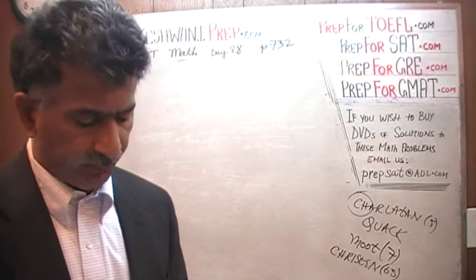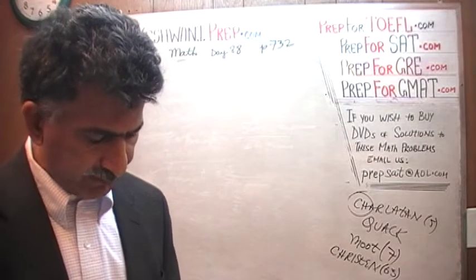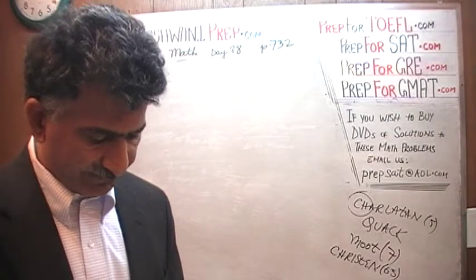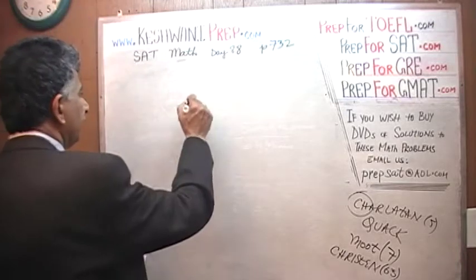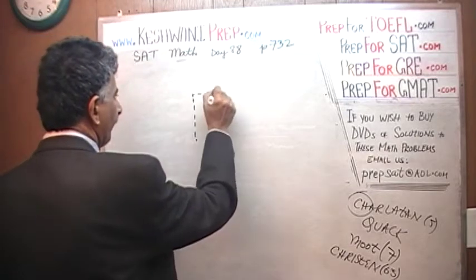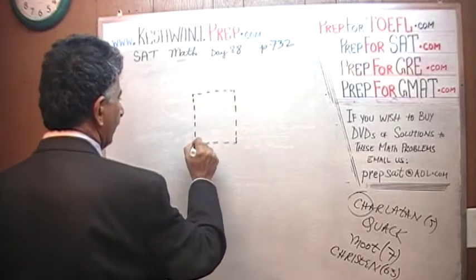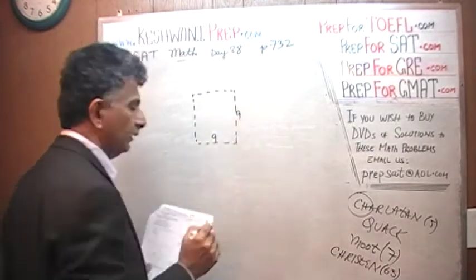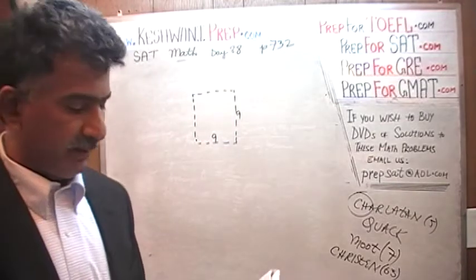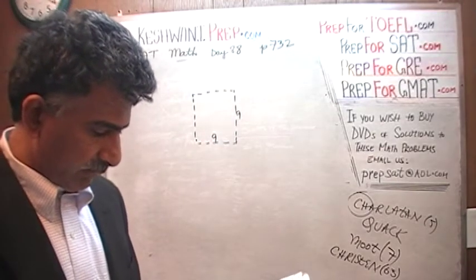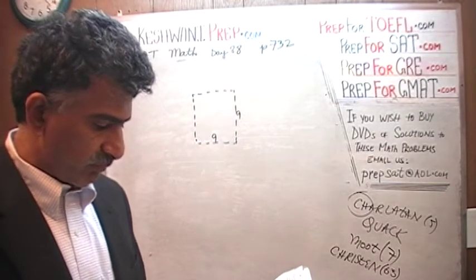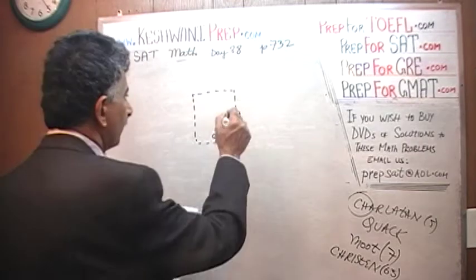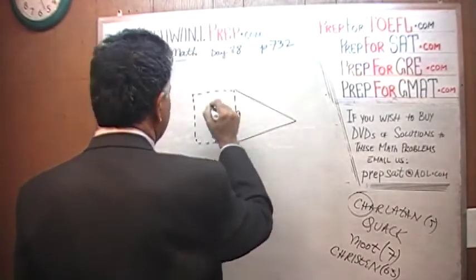If the area, number 12 now, if the area of the square in the picture above is 81, alright, so we have a square here, and we are told that the area is 81. If the area is 81, each side is 9. We have just been told that it's a 9 by 9 square. And the perimeter of each of the 4 triangles is 30. So we have 4 triangles here, and we are told that their perimeter is 30.